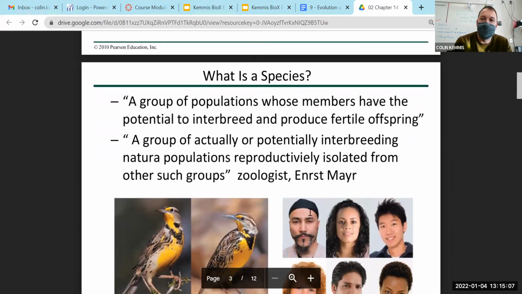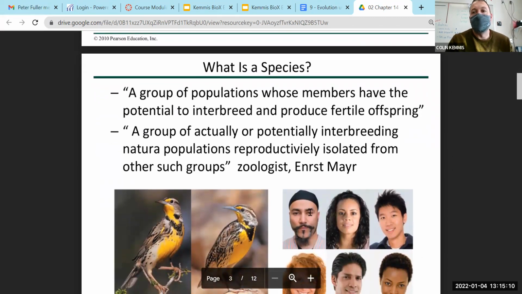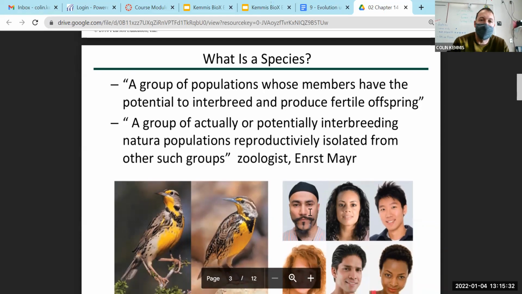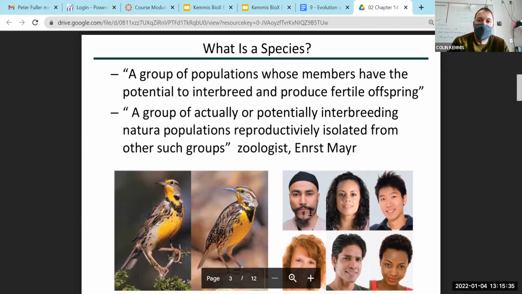All right, let's define species. There's a couple of definitions for species, but this is the good one for biological species. A group or population whose members have the potential to breed and produce fertile offspring. So not only can they breed, but their offspring will be fertile to be able to have children. So that would be the biological definition. That's a pretty important one for you there. There's a couple other definitions, and your book talks about those too. But I think this is probably the best one.